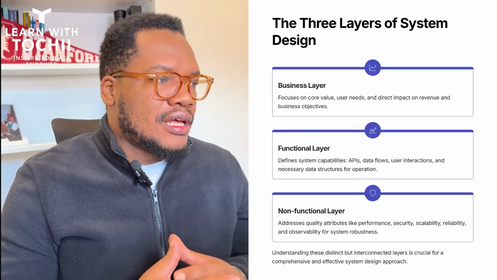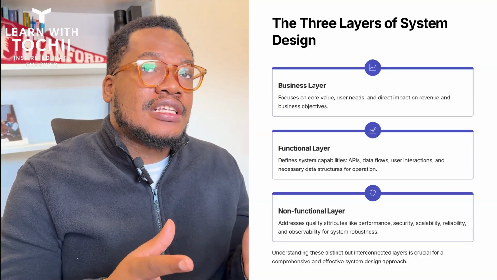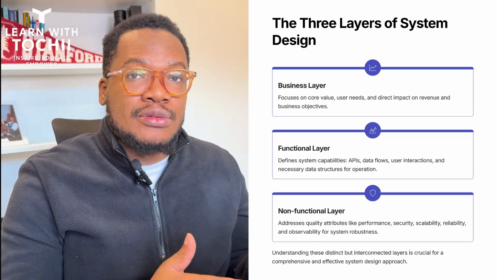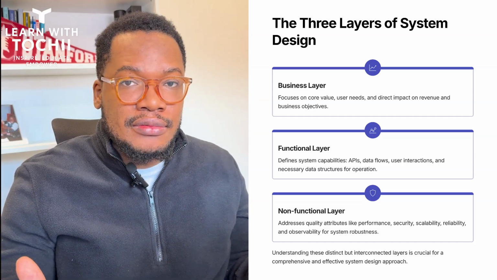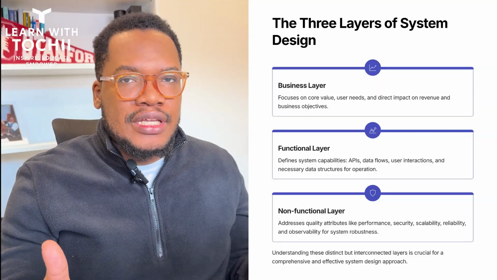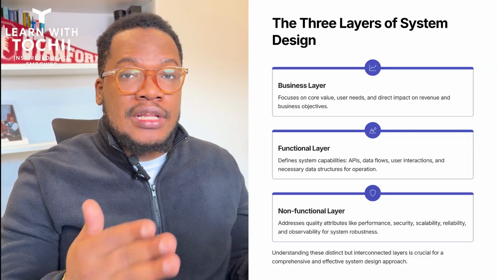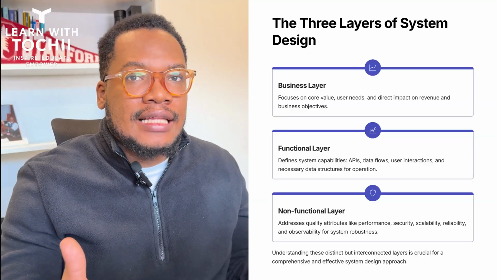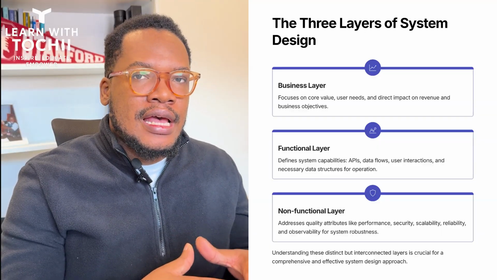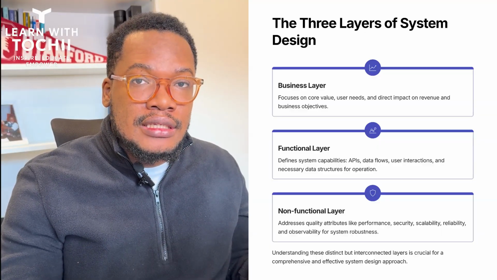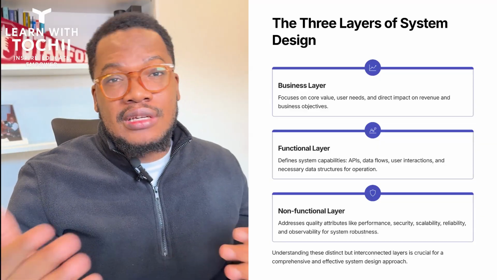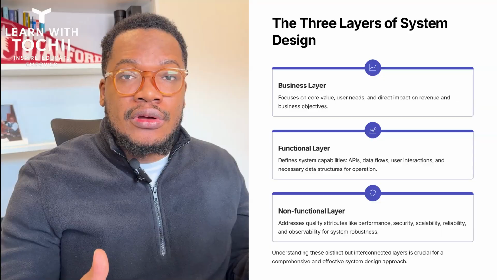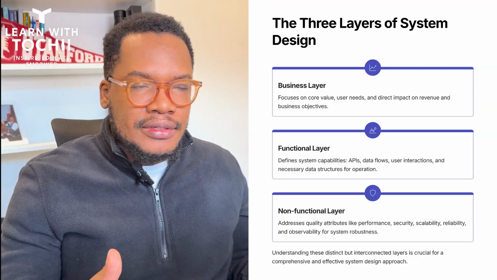Now, let's start with the business layer. This business layer primarily focuses on the core value of your system. That is, what's the core value proposition of your system? If it's payments, then that's the business layer, right? If it's collect payment or make payments or bank transfers, whatever that looks like, that's what the business layer is. And then it goes further to the user needs, right? So the value proposition essentially meets the user needs, and it has a direct impact on the revenue and the business objectives.